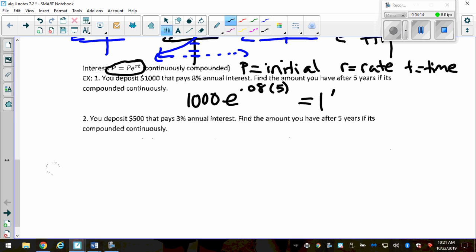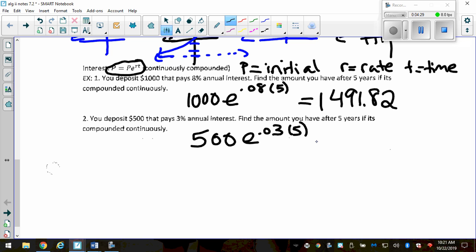I type this in and I get 1,491.82. So go ahead and try to do number 5 and then type it in your calculator. We get 500.03 times 5. And you should have correctly identified this as 580.92. And these are dollar signs.